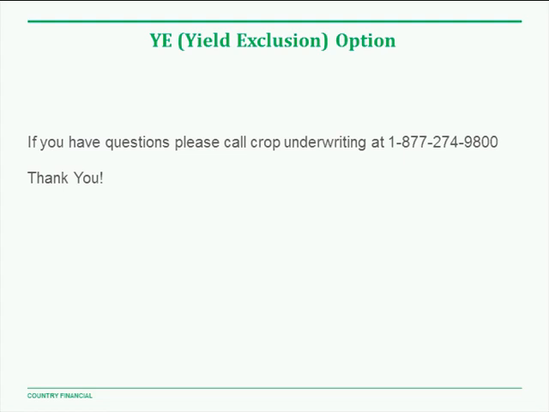That concludes the explanation of the yield exclusion option. If you have any questions, please feel free to call Crop Underwriting at toll-free 877-274-9800. Thank you.